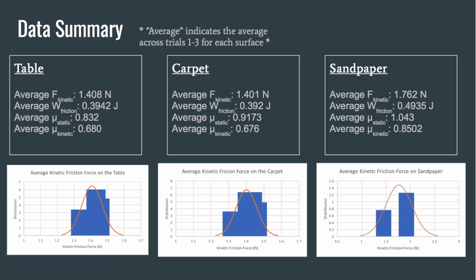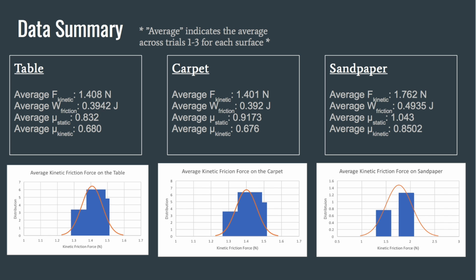The average force of kinetic friction, work done by friction, static friction coefficient, and kinetic friction coefficient for each surface was found. It can be seen that sandpaper has the highest average for each of those values. It can also be seen that those values for the table and carpet are very close together, showing that even though there are different surfaces, the work done by friction on each of those 2 surfaces is similar.